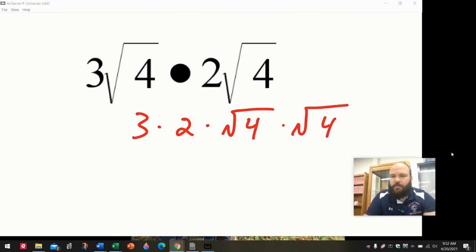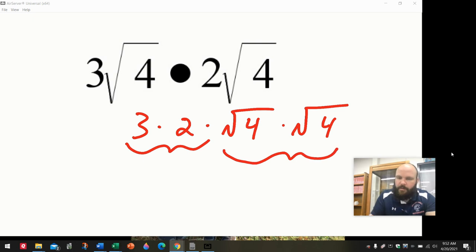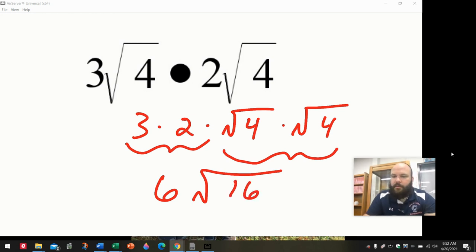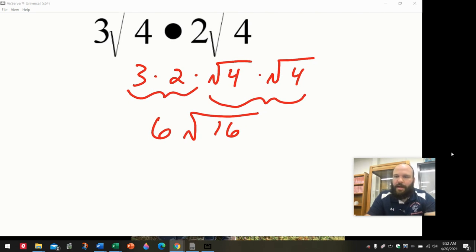Now, because both of those numbers are under a square root, they can be multiplied. You can only multiply pairs of numbers that are in the same location. So you see the 3 and the 2 are outside, so we'll multiply those together. And then the 4 and the 4 are also under the root, so we'll multiply those together, but they'll remain underneath the square root. So what we get here is 3 times 2, which is 6. And then we get the square root of 16. Now, the square root of 16 is a perfect square, so that will simplify down into 4. So it gives us 6 times 4, which is 24. And there's our final answer.